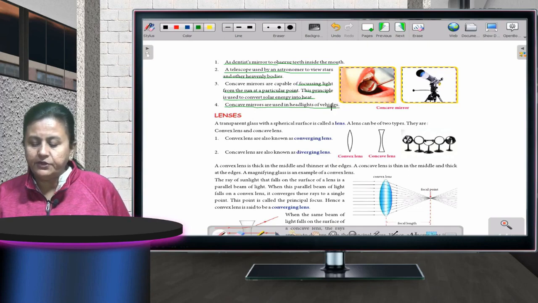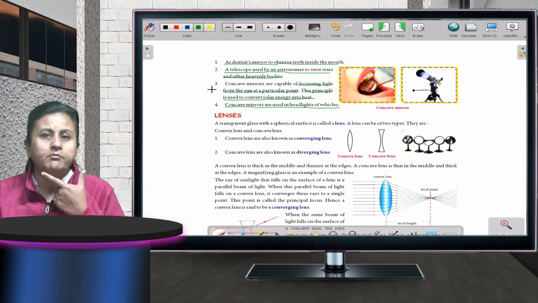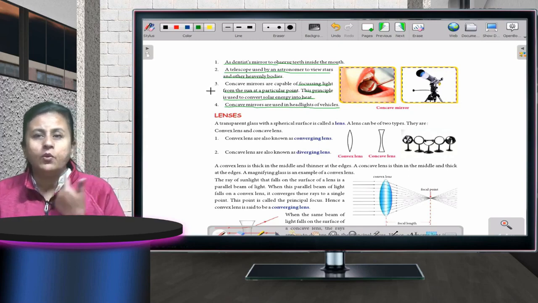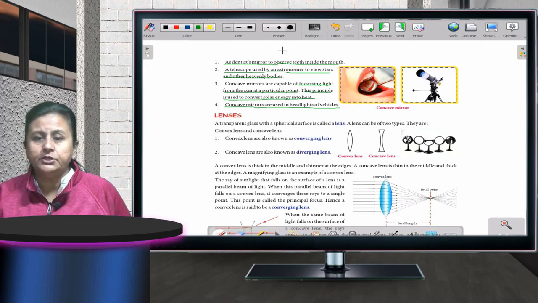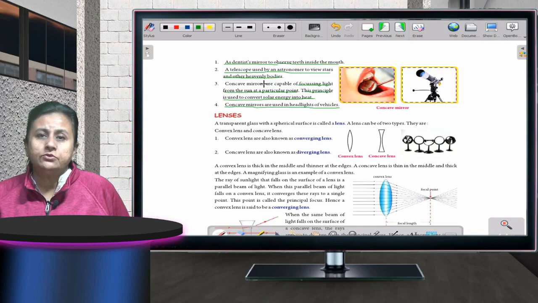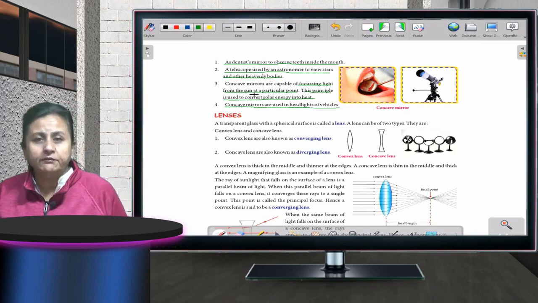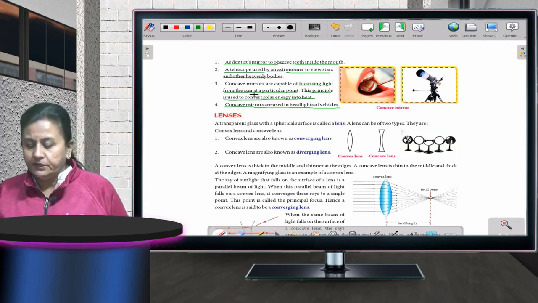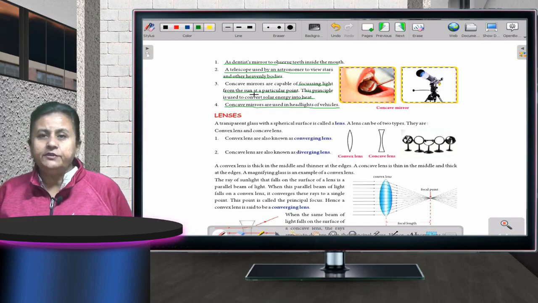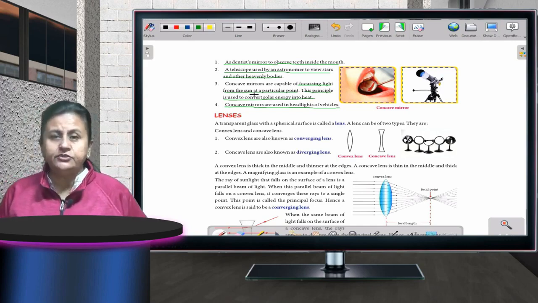So children, where are we using? We are using in a dentist shop. Whenever you go to a dentist and your dentist opens your mouth and he wants to examine what the problem is inside your mouth, he uses a concave mirror. Then astronomers also use it in the telescope. Then, in case we want to convert solar energy into heat, we are using concave mirrors, and in the headlights of all the vehicles. Fine children?